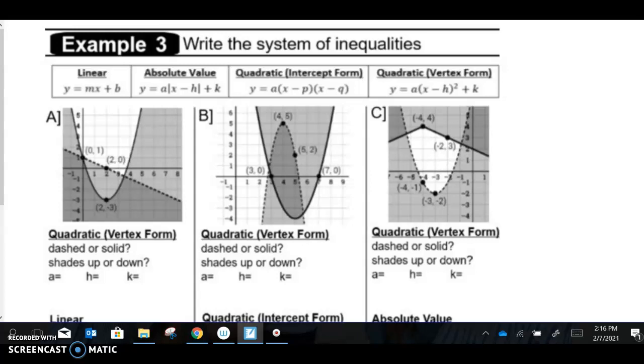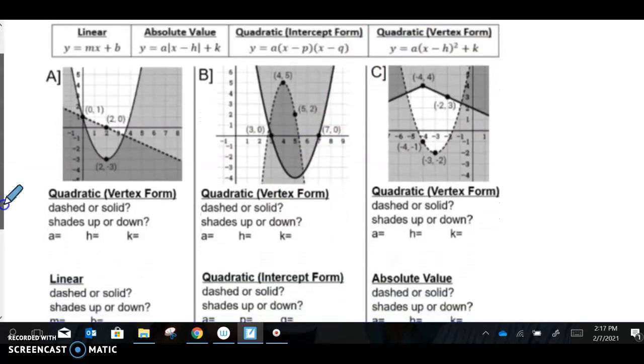Okay, everything is drawn for you. We're going to write the equations. Okay, it's a great review right now of all the equations we've been dealing with in Algebra 2. Linear, absolute value, quadratic in either intercept form or vertex form. Okay, so let's look at this first system.